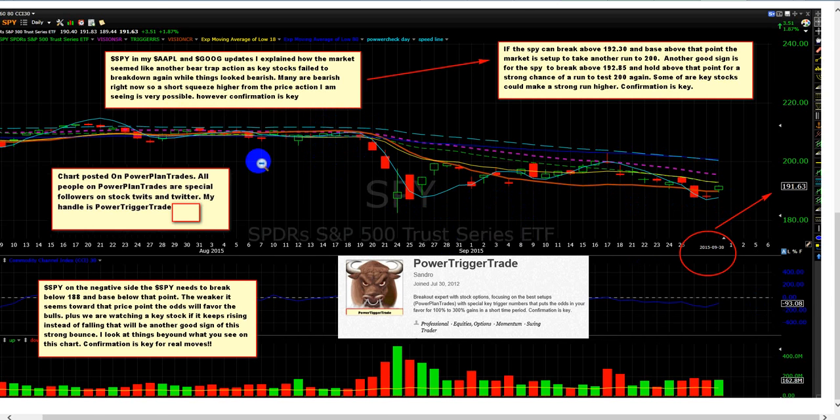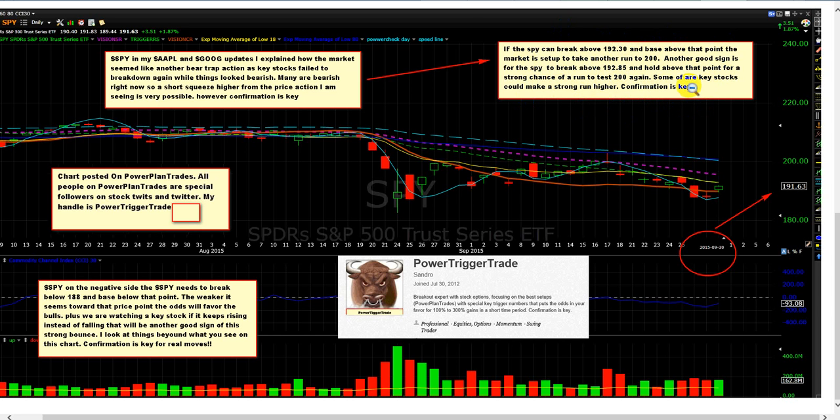So what I did here was much more advanced than anybody calling for a breakdown up here. Just think about that. Let's look at that. I said if the SPY can break above 192.30 and base above that point, the market is set up to take another run to 200. Another good sign is for the SPY to break above 192.85 and hold above that key point for a strong chance to run. Now, that's exactly what the market did. Once we got above this one and did base above it, we ran to 200, and we ran right through it.